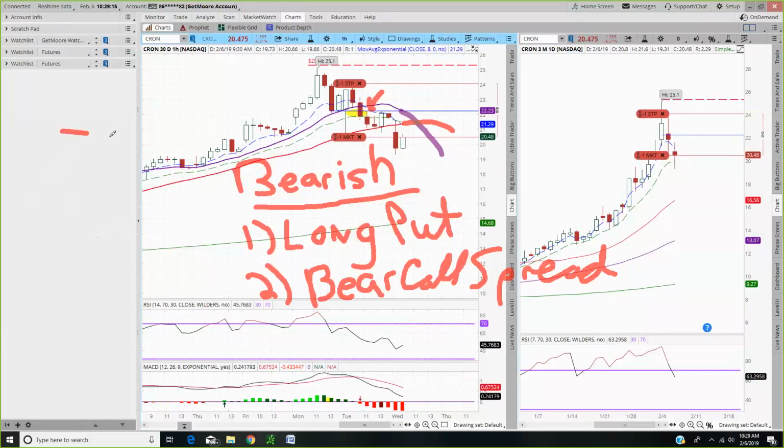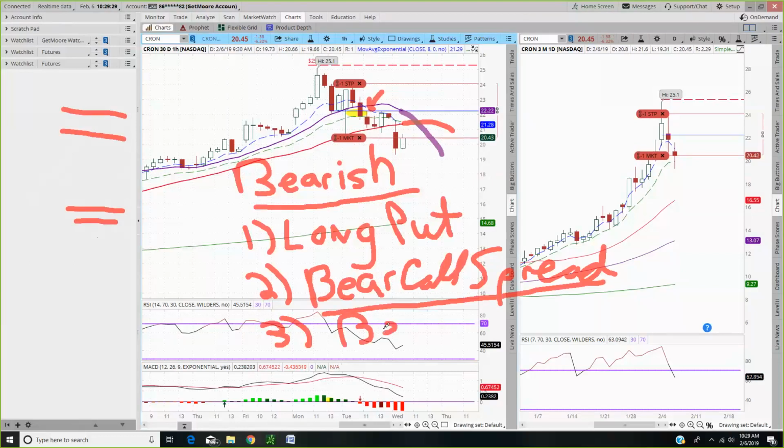What is our iron condor? Bear call spread and a bull put spread. What's the third thing we can do? If we're going to sell a bear call spread, we can buy a what? A bear put spread. So somebody type in the chat.